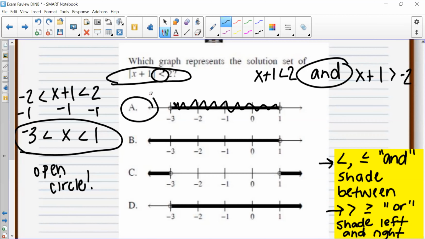If this had been a greater than problem, then the answer would have looked like C. So if this had been like x plus 1 is greater than 2, that's where we would shade to the right and the left. Okay, and those are the ors. But this was a less than, so you shade in between them. So answer choice A.